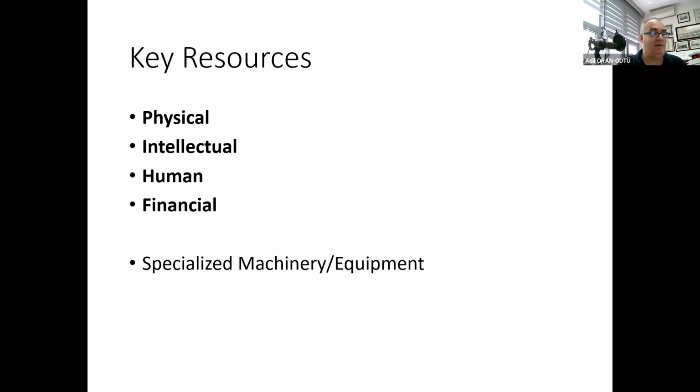But yes, it could be some very specialized, expensive machinery and or equipment that you're going to need to do this. For some projects, like the fintech project I was talking about, it could be some very highly qualified personnel. In some cases, it is the connections of some people, the people that they know, the people that they can contact, which might be very valuable key resources as well.